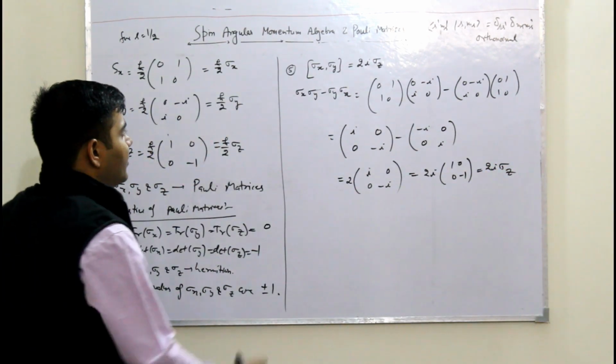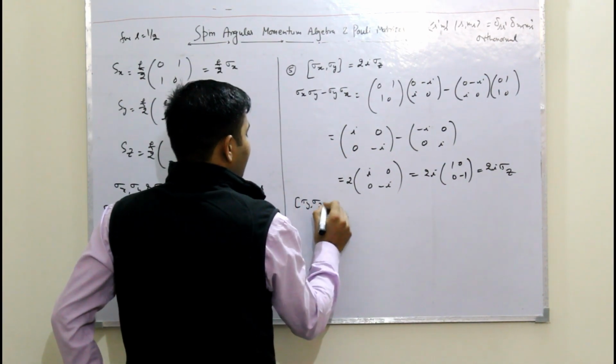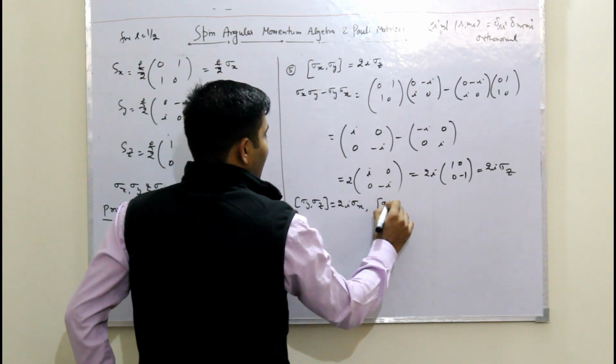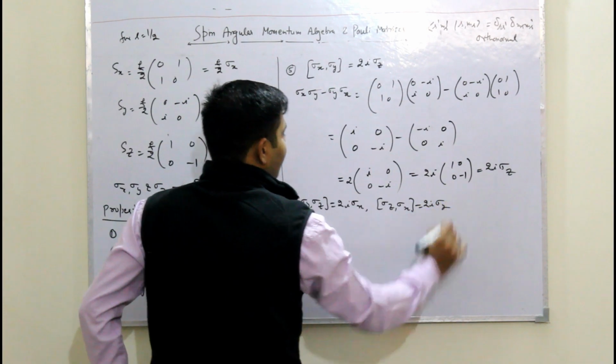Similarly, we can write down for others. If we check out sigma y, sigma z, the commutator will be twice of iota sigma x, and sigma z, sigma x would be twice of iota sigma y.